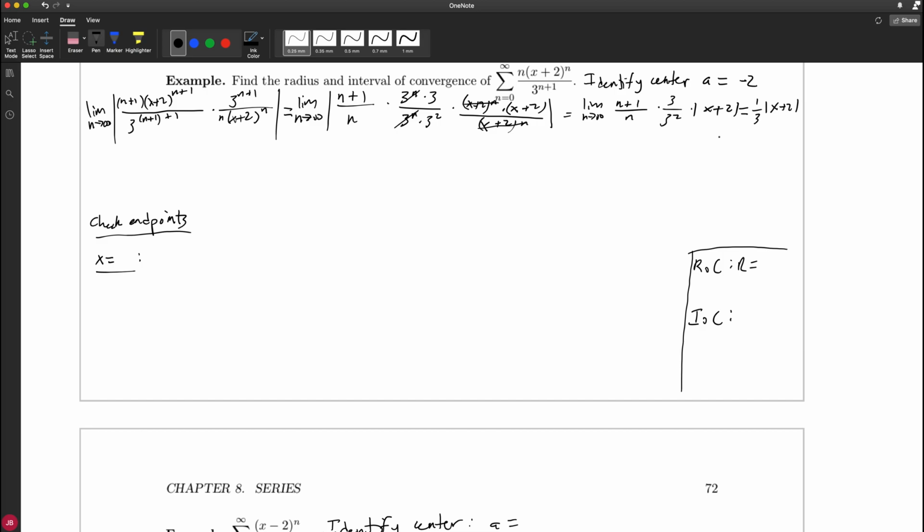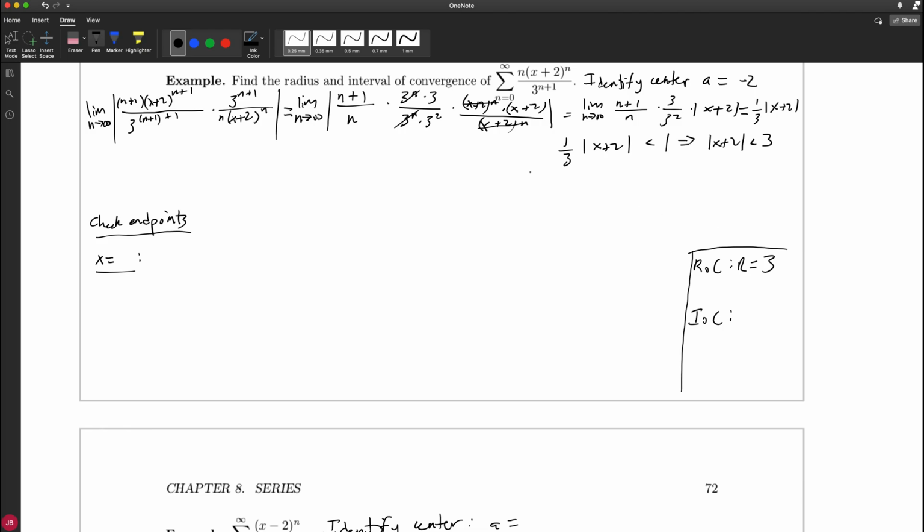And now verify this to yourself however you like, but n plus 1 over n, as n becomes large, goes to 1. So I get 1 times 1/3 times absolute value x plus 2, which is just 1/3 times absolute value x plus 2. And now if you'll remember, in order for convergence to hold via the ratio test, I need that to be less than 1. So what this tells me is that absolute value x plus 2 is less than 3. And so automatically, I get my radius of convergence is just 3, right? So r equals 3.